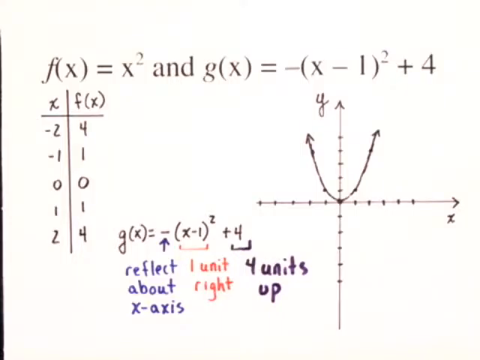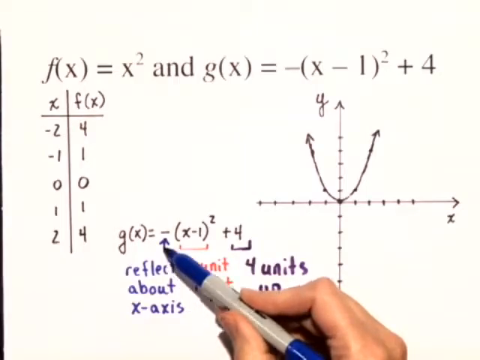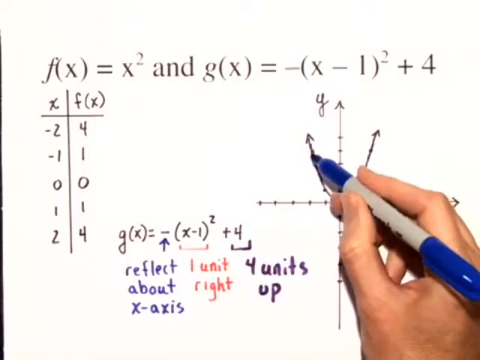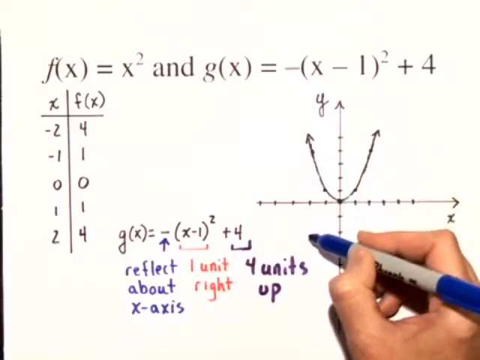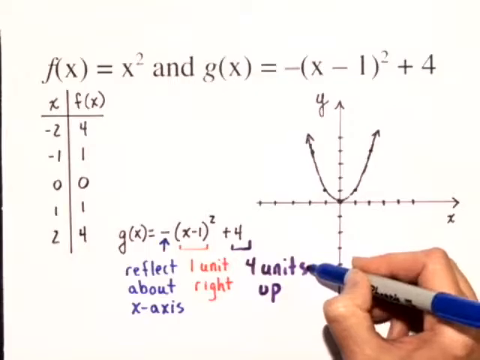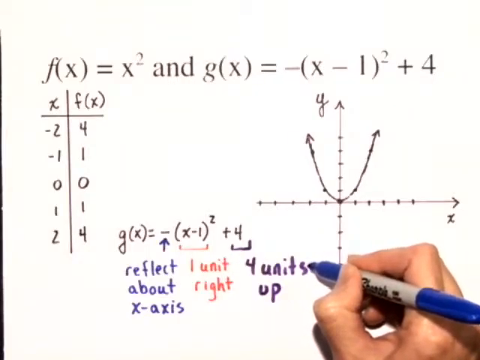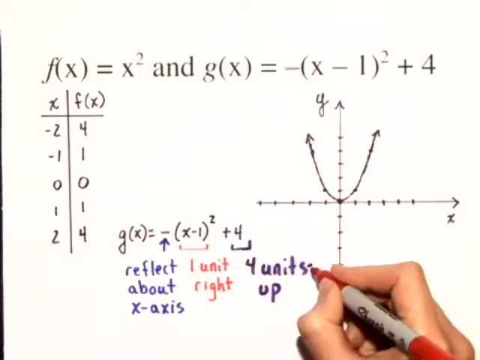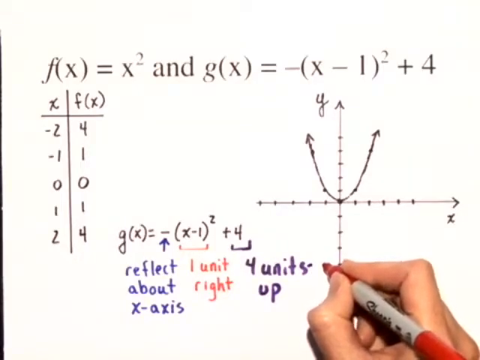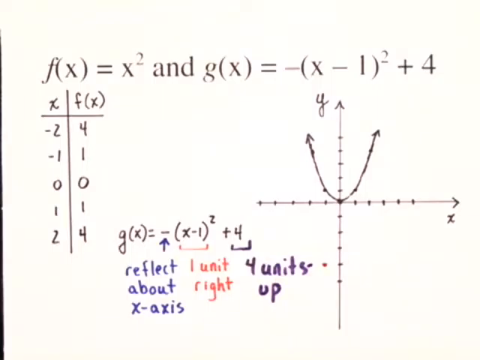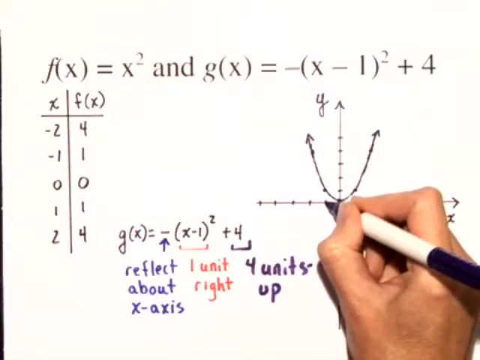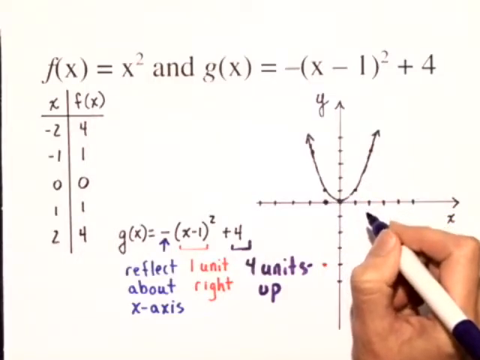So let's start with the point -2, 4. First, the negative sign out in front tells me to reflect about the x-axis. So instead of -2, 4, I'll come down here to -2, -4, right about here. Now I have 1 unit to the right, so I move this point to the right 1 unit. And the final step will be up 4 units. So from this red point, I'll go up 4 units, and there's my new point.